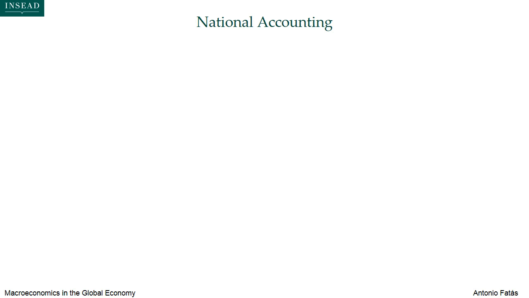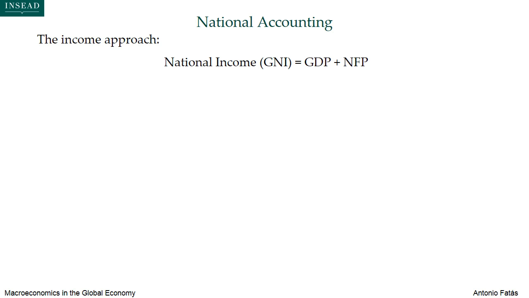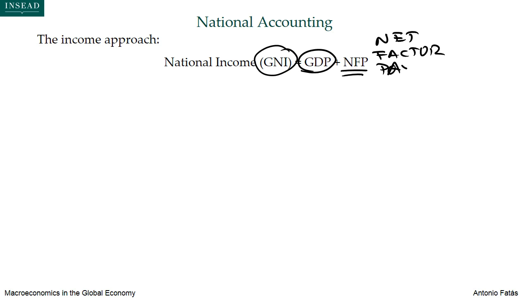Now, if we look at GDP from the income side, we know that GDP from the income side and the expenditure side should be broadly similar, but they're not identical. If you want to be precise, the difference between GDP and the national income, which we will call GNI, is these net factor payments, which are payments associated to factors that are located in a country different from where they come from.